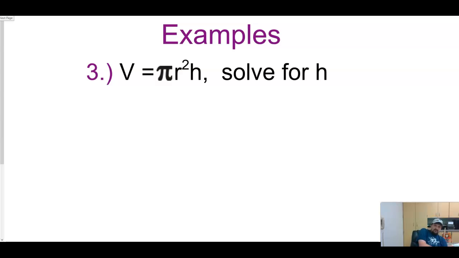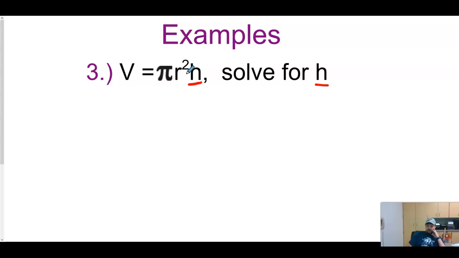Okay, so now we got the volume formula. So we got volume equals pi r squared times h. It's the volume of a cylinder. And we want to solve for h. So we want to solve for this right here. Okay, so how do we get rid? Well, first off, is there any simplifying we can do? Is there any combining like terms, distribution, anything like that? And there's not.